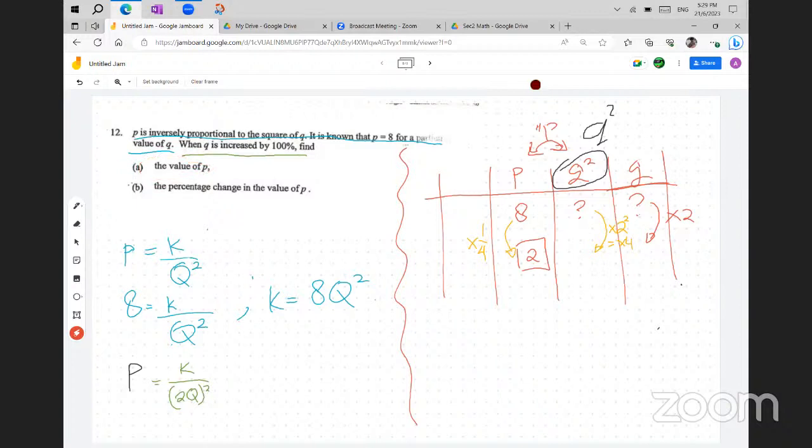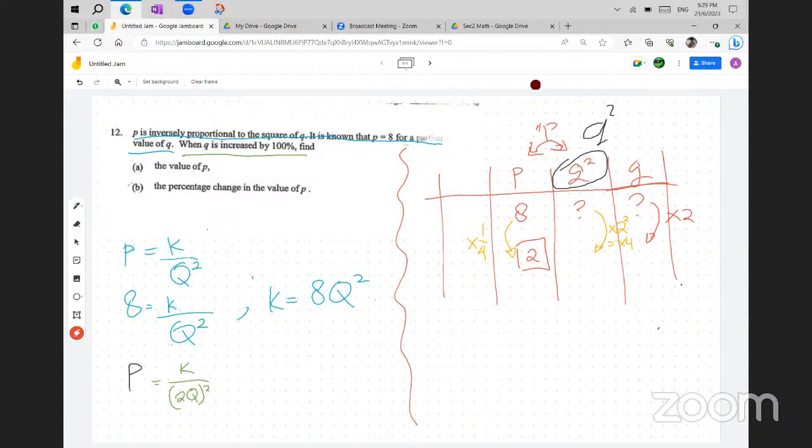Remember how they teach you inverse proportion? Inverse proportion is very simple. When one increases, the other decreases. So when I increase Q, I expect P to decrease, meaning changing, meaning no longer 8. Is this acceptable? That's why I no longer write 8, I must write P to signify that I'm looking for the value of P. Make sense? Because the 8 has already done its job.